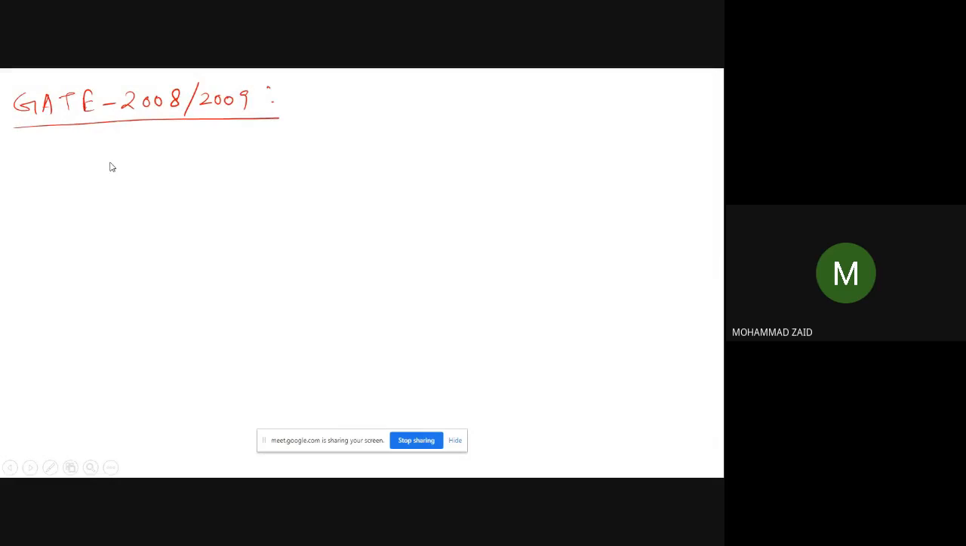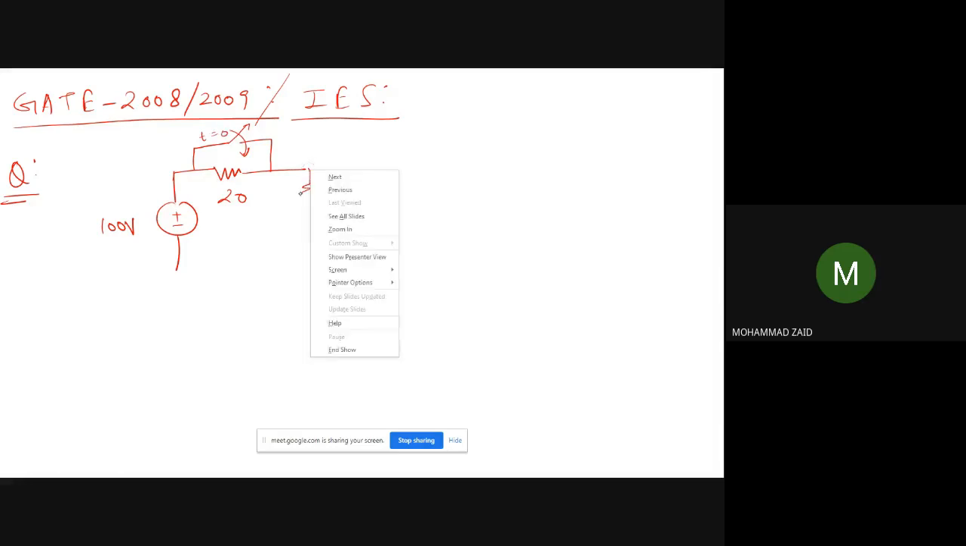So I request everybody to please solve it. This is based on the concept we have studied till now. It was asked in GATE 2008 and 9, and transients are a very important part of the subject in our objective courses of IES, that is Indian Engineering Services.